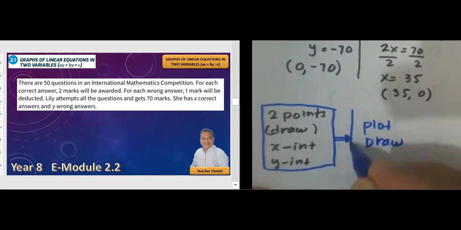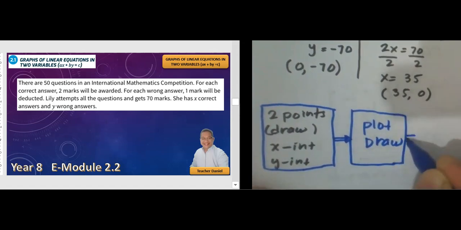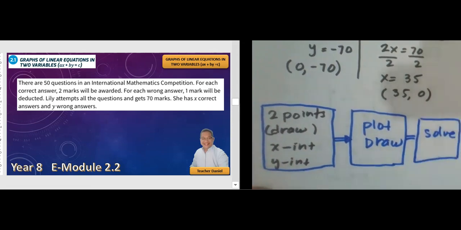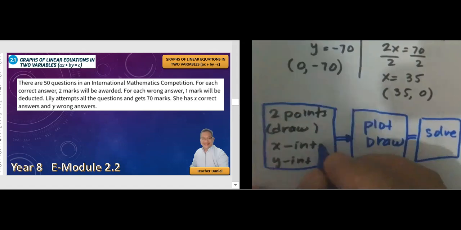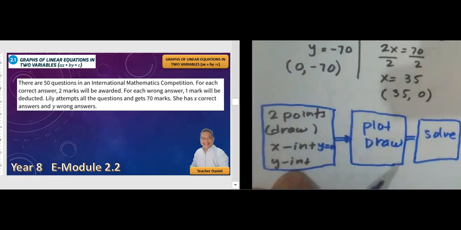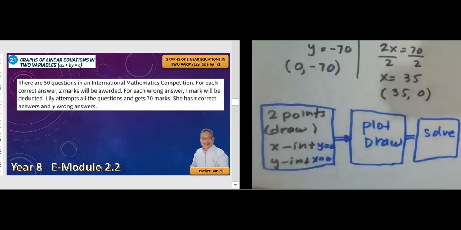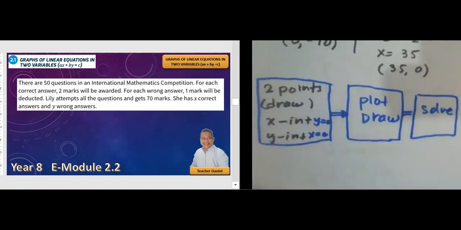Plot and draw. So after we plot and draw, now we can solve. That's what we are doing right now. And again, to find the x-intercept, we said set y is equal to 0. And to find the y-intercept, we said x is equal to 0. Basically, that's the summary of what we're doing. So let's just try to have a summary.